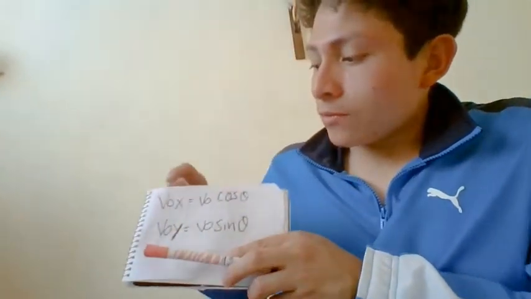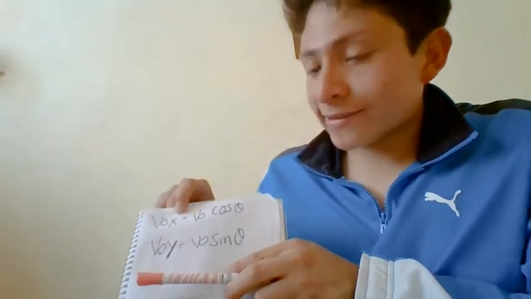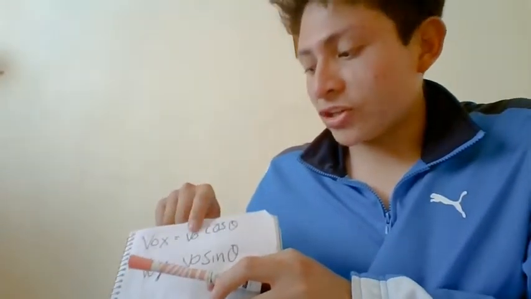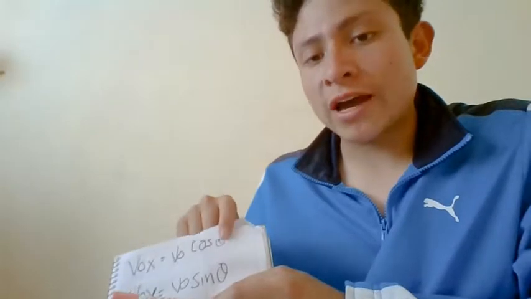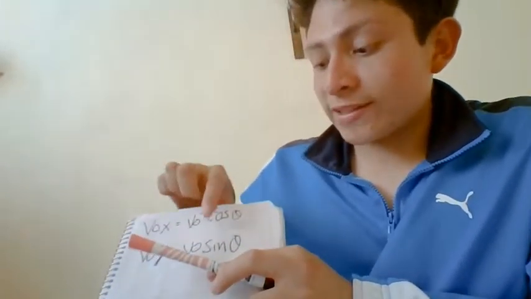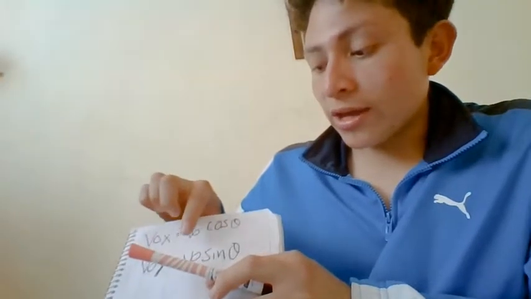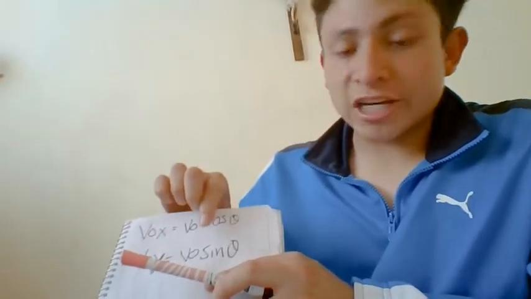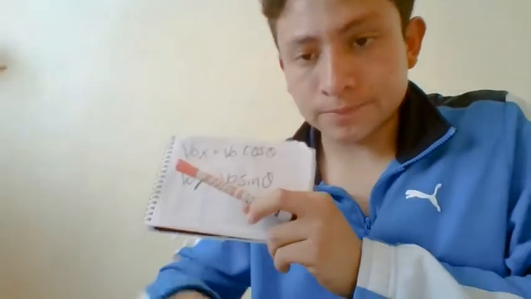This is initial velocity in x equals initial velocity times cosine of the angle, and in y it's almost the same but with sine. Initial velocity in y equals initial velocity times sine of the angle.